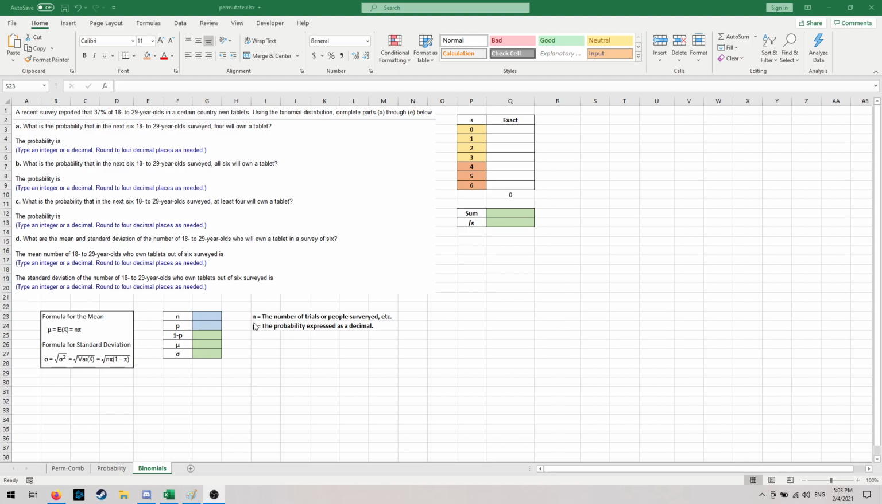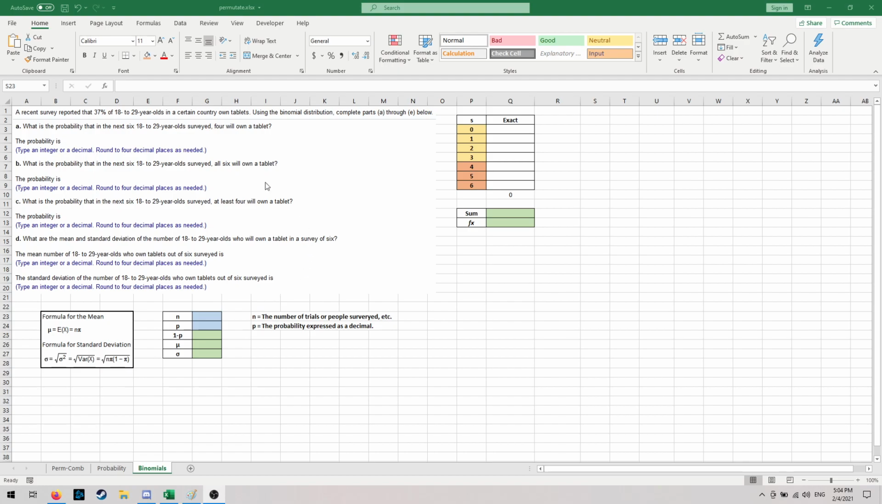If you've seen Excel sheets I've made before, you'll know that the blue cells are cells we're going to fill in manually, and any green cells are cells that are going to have formulas in them. I've also color-coded these cells, which we'll get to in part C of the question. I'll explain that. So n is quite simple. It's the number of trials or people surveyed or the size of our sample.